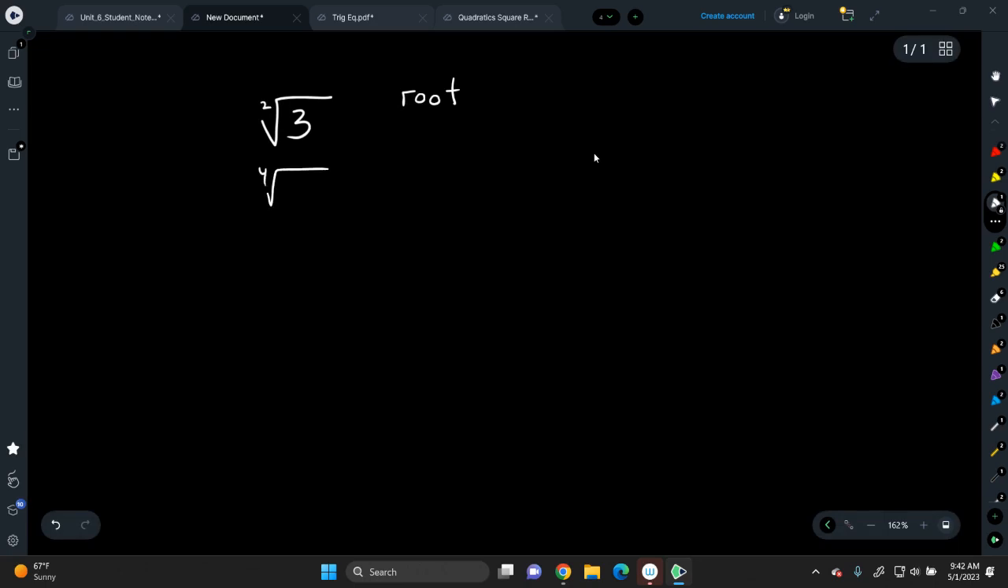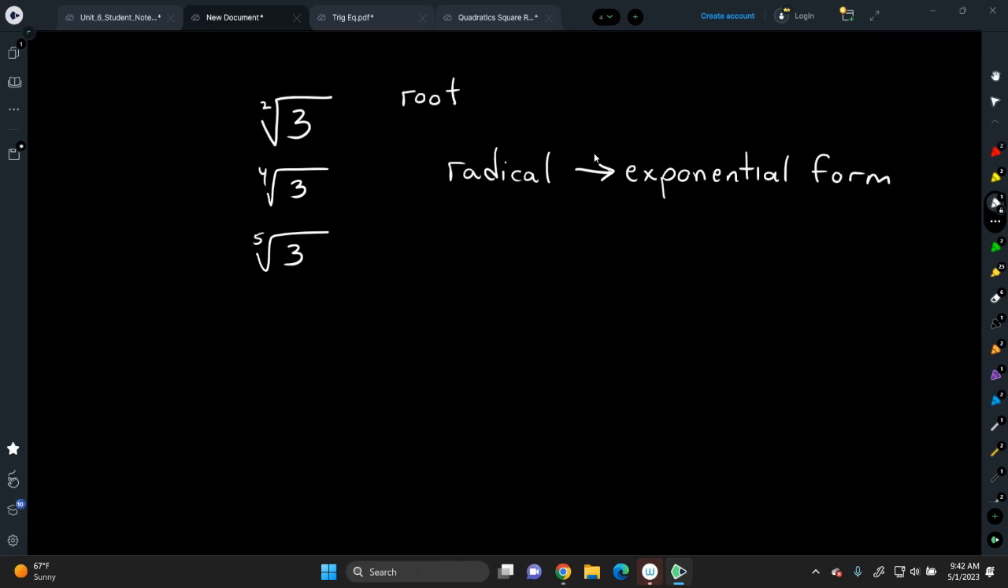It could be a 4th root. It could be a 5th root. Okay? A radical is something that has a root. So we've been working with radicals. What we're going to do now is learn how to put the radical into exponential form. When we take our next math test, man, you guys are going to nail it. You're going to be like, yes, I know this now. Okay, this is actually really easy.